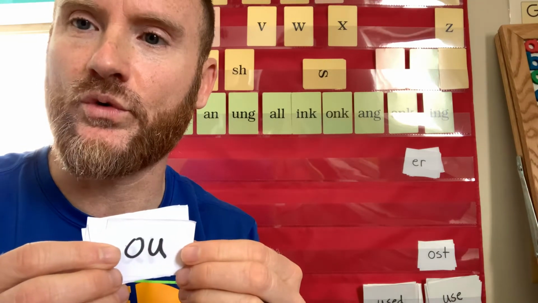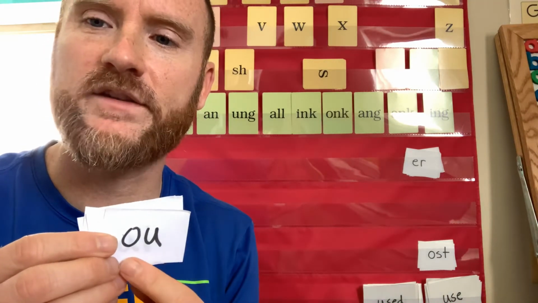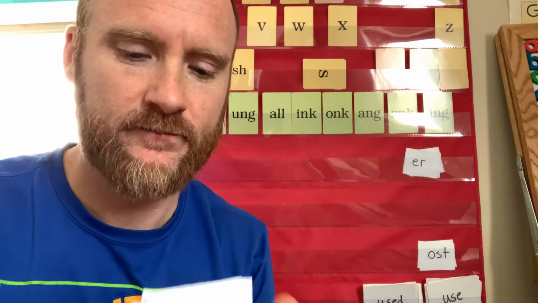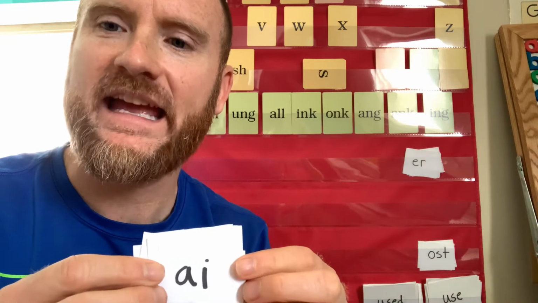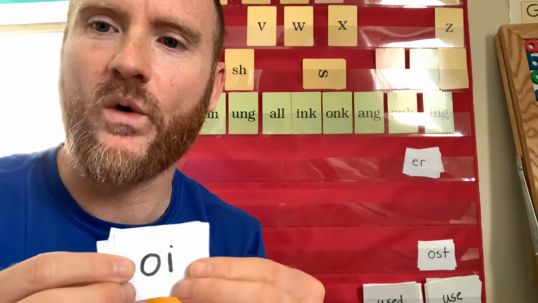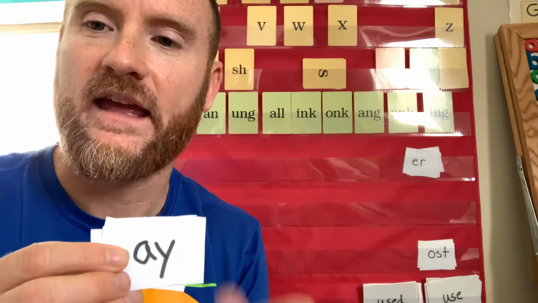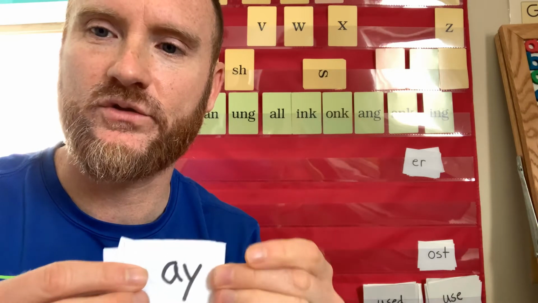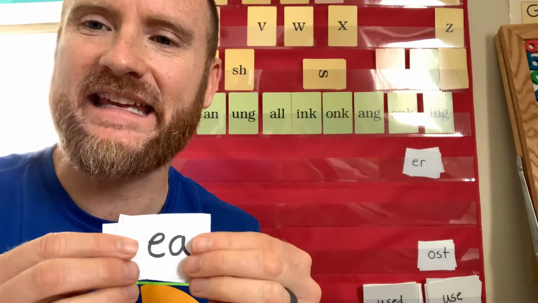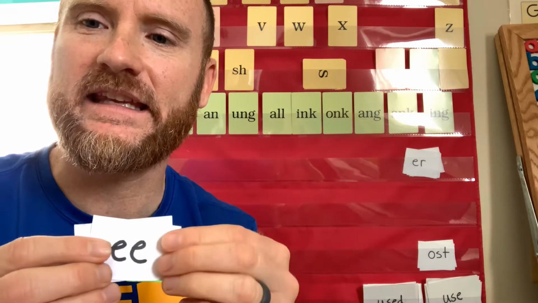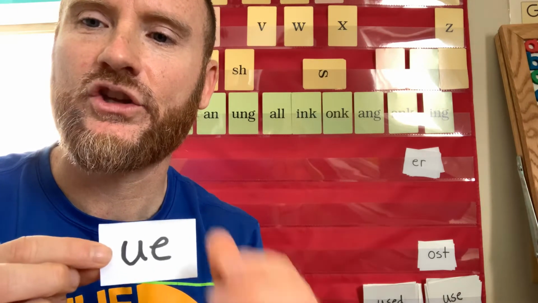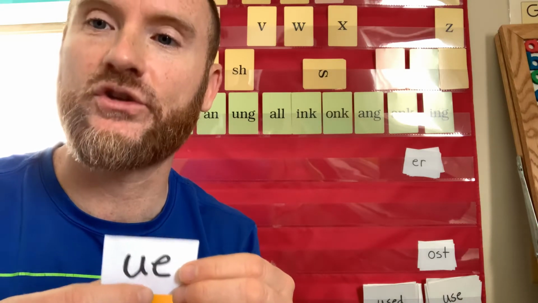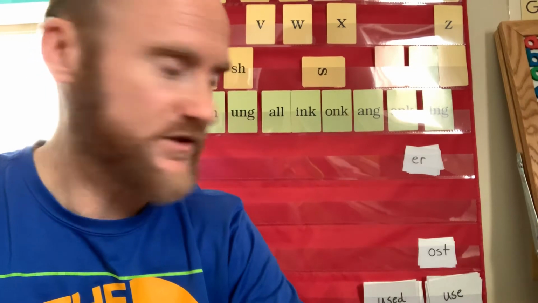OU, oo, like in soup. What other sound does OU make? OU, ow, like in the word out. AI, A. OI, oi. AY, A. Comes at the end of a word, usually. EA, E. EE. UE, oo. What other sound can it make? UE, U, right? Okay, good job.